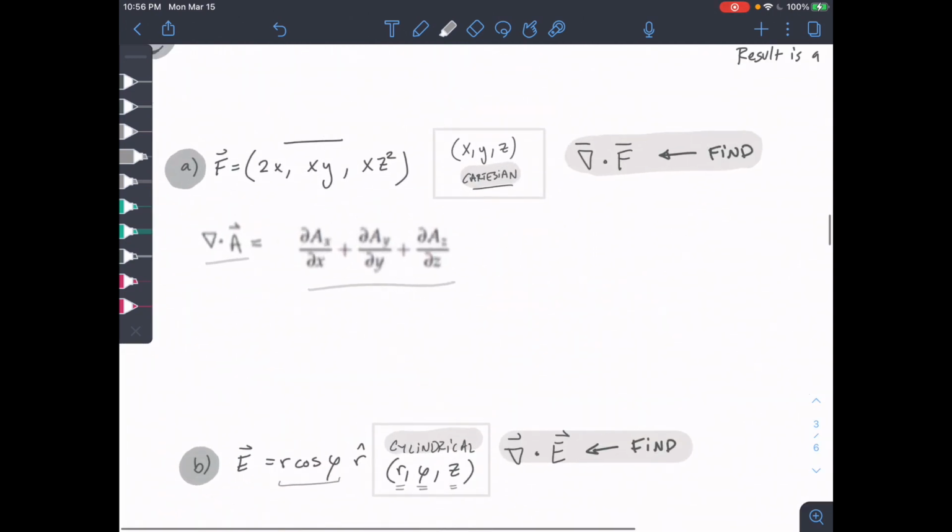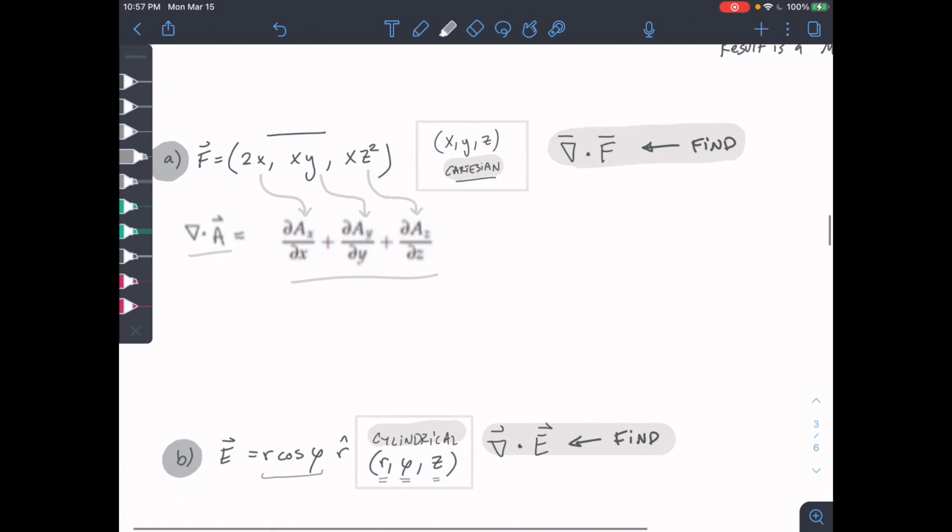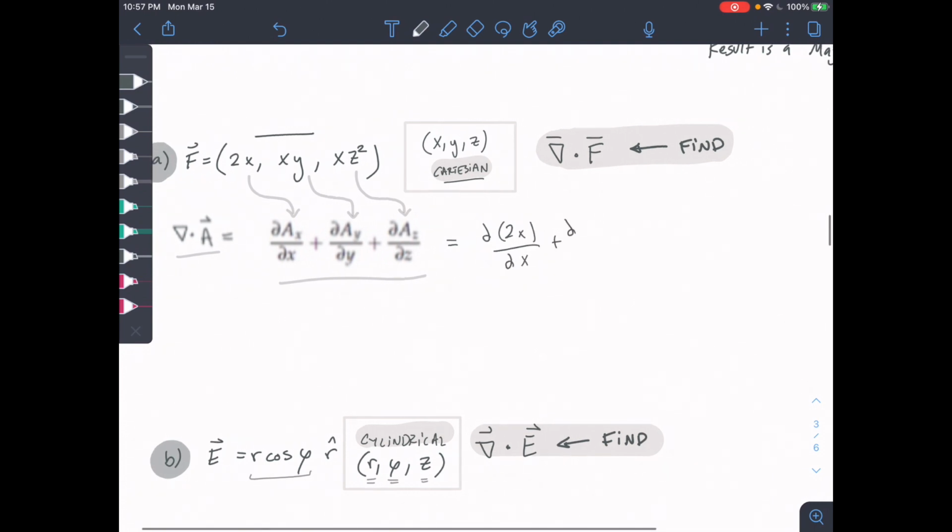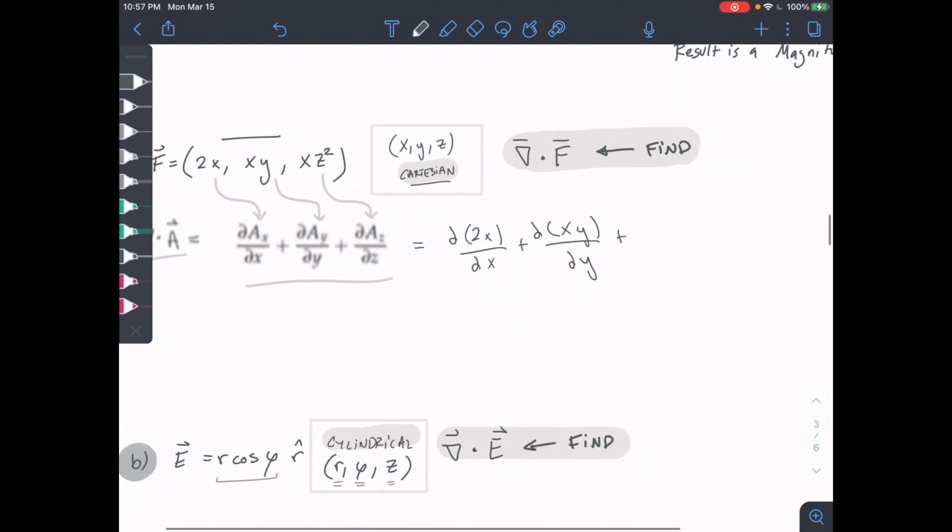So ax, the magnitude in the x direction, as we can see right there, the magnitude in the y direction and then the magnitude in the z direction. And we're taking the partial derivative with respect to each of these pieces. So let's go ahead and plug that in. Okay, so our ax here is 2x with respect to x. Our ay here is going to be xy with respect to y, and then our az here is going to be xz squared with respect to z.